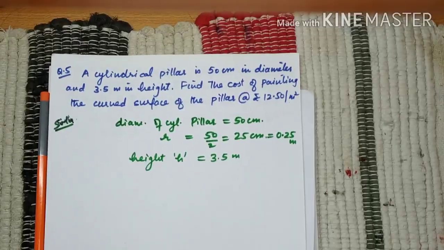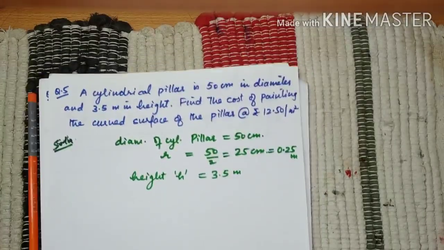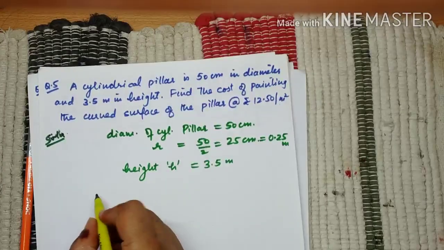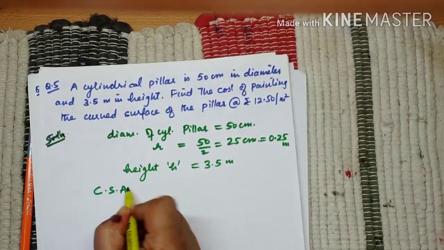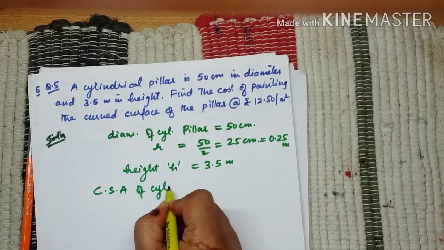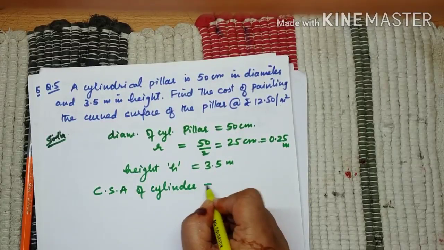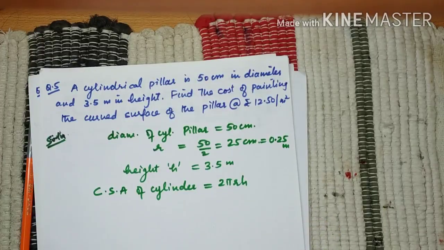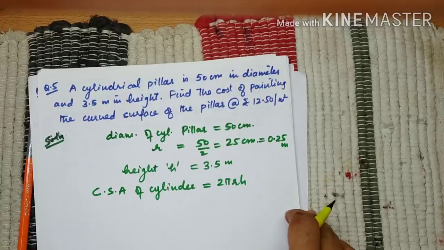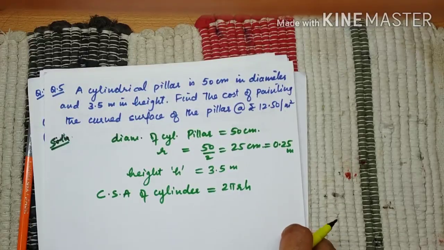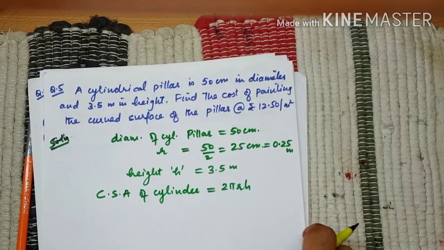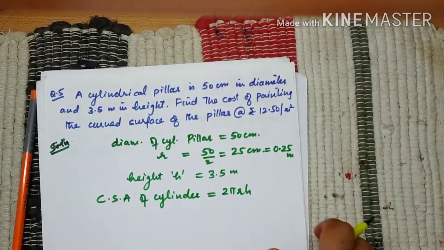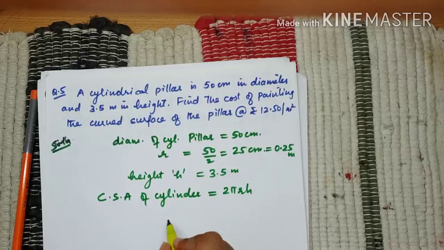Right? Now cylindrical pillar. If you see the pillar, which surface can you see? Only the curved surface. So let's find out the curved surface area. Curved surface area of cylinder is 2 pi rh, because the pillar base is attached to the ground and the top is attached to the roof. So only the surface that is visible is the curved surface. So the curved surface will be painted. So we are finding the curved surface area of the cylinder.